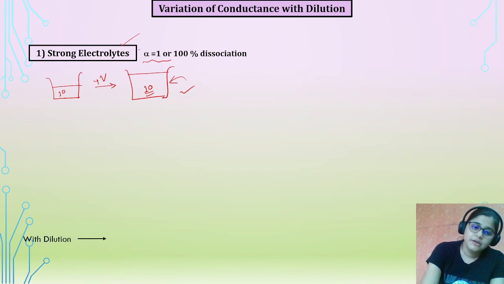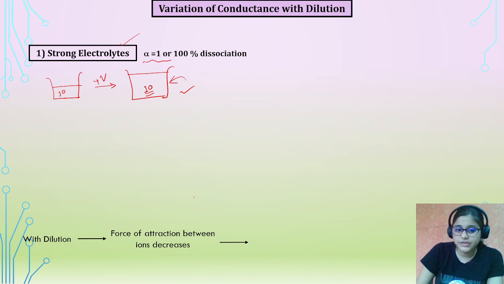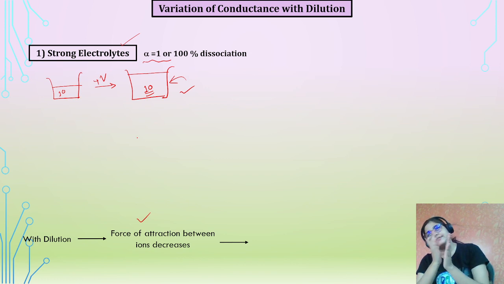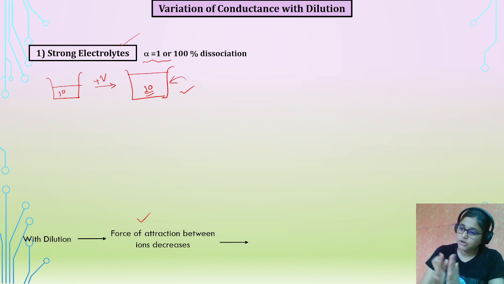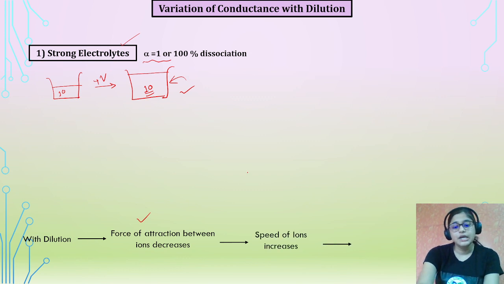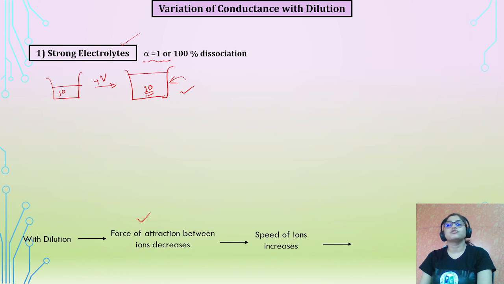Okay, fine. So with dilution, the force of attraction between ions decreases. Space increases, which means their mobility increases, and the interionic attraction decreases because they are now far apart. Attraction will be more when they are close, right? So the force of attraction between ions decreases. Speed of ion increases, force of attraction decreases.